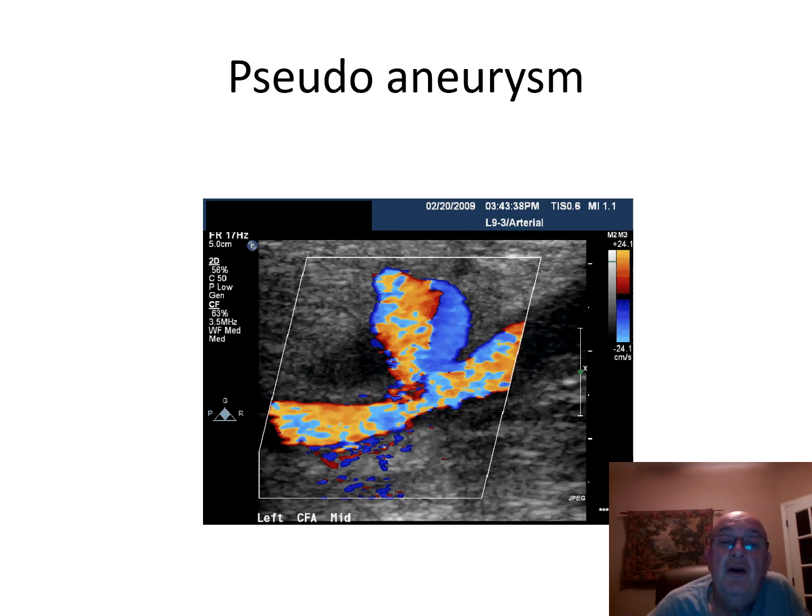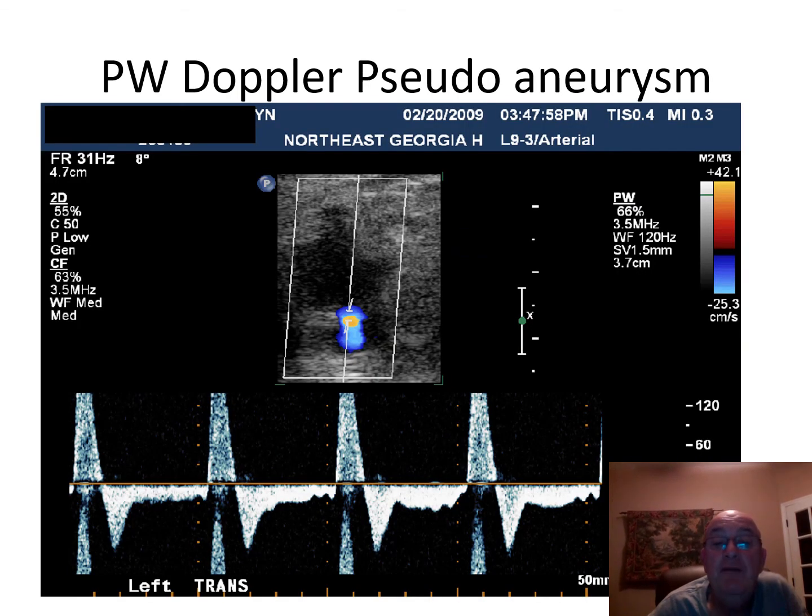So we see the artery, we see the aneurysm, we see the neck, and the final diagnostic criteria for that is to put a spectral signal in there, and you should see the back and forth or to-and-fro flow that we can see. It's classic in a pseudoaneurysm neck. So we call this bidirectional flow, and it's indicative of being in the neck of a pseudoaneurysm.